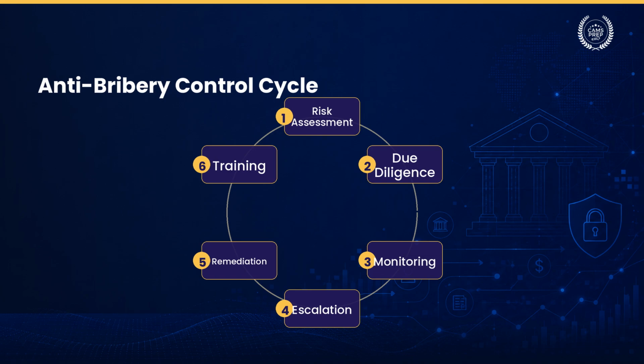Risk assessment identifies where your exposure lies, which products, jurisdictions, and customer types carry the highest corruption risk. Due diligence screens third parties, intermediaries, and PEPs before and during the relationship. Monitoring uses transaction surveillance to detect patterns consistent with bribery. Escalation ensures suspicious activity reaches the Money Laundering Reporting Officer, or MLRO. Remediation addresses control gaps identified through investigations, and training ensures all staff understand their obligations. This cycle never stops. It adapts as risks evolve.